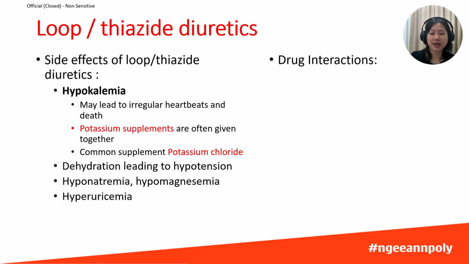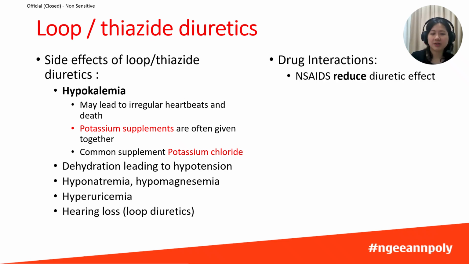It can cause hyperuricemia, which is high levels of uric acid, which can then induce flare-ups of gout. And for loop diuretics, they can cause hearing loss. There are also several drugs that interact with diuretics. NSAIDs can reduce the effect of diuretics because they inhibit the synthesis of renal prostaglandins.